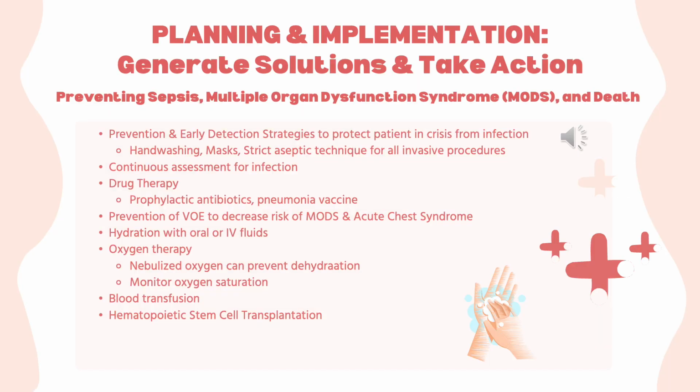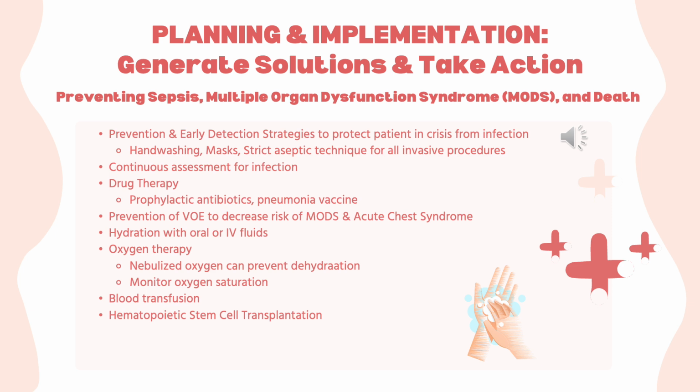All right, so moving on to our second identified problem here. So remember, these patients are at higher risk for developing sepsis, MODS, and death. So let's talk about the interventions that we can use to help prevent these things from happening. And the first is just through prevention and early detection. So hand washing, the use of masks, and strict aseptic technique are going to be very important to help protect patients who are in a vaso-occlusive crisis or a sickle cell crisis from infection.